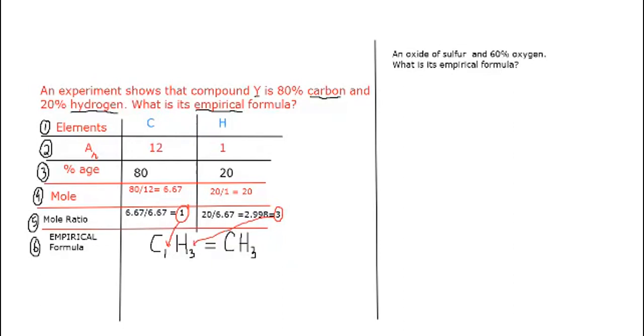Now, what is step number one? Tell me what are the elements found in that oxide? Sulfur and oxygen. What is the symbol of sulfur? S. And oxygen, that is O. Now I'm not going to mention each and everything, I'm just going to solve the question.